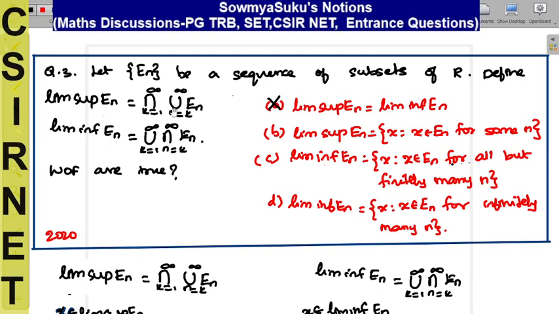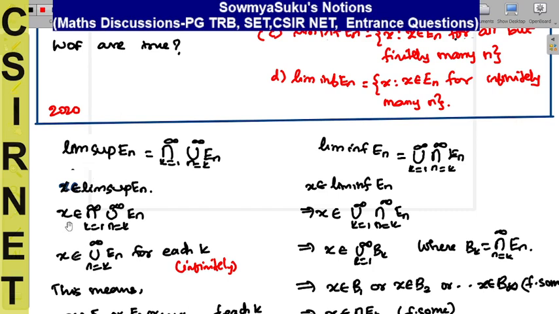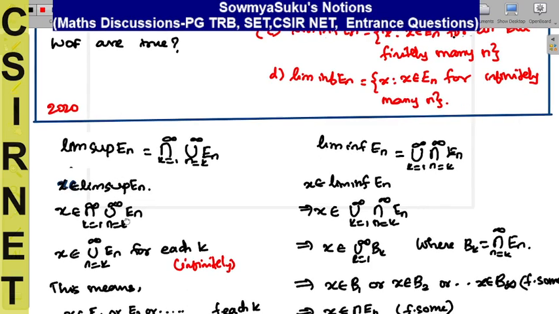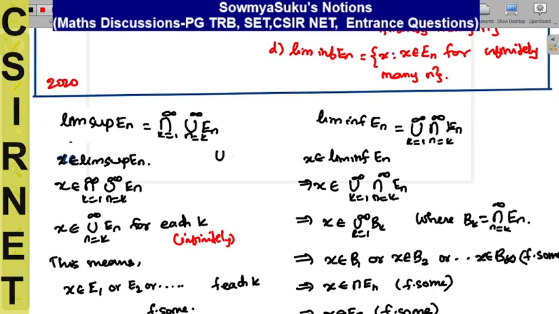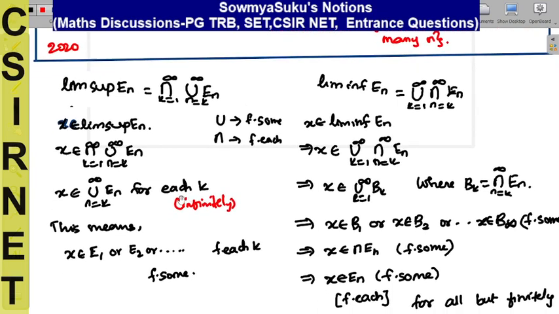The given one: limit supremum is equal to intersection union En. So if X belongs to limit supremum En, it means X belongs to this value. We know that union means, in words, we write for some, and intersection means we write for each. So that concept we are using here. X belongs to intersection union En. That means X belongs to union En for each K, where K carries 1, 2, 3, etc., up to infinity. So X belongs to union En, you can write as X belongs to E1 or X belongs to E2 or X belongs to etc. That is for some.